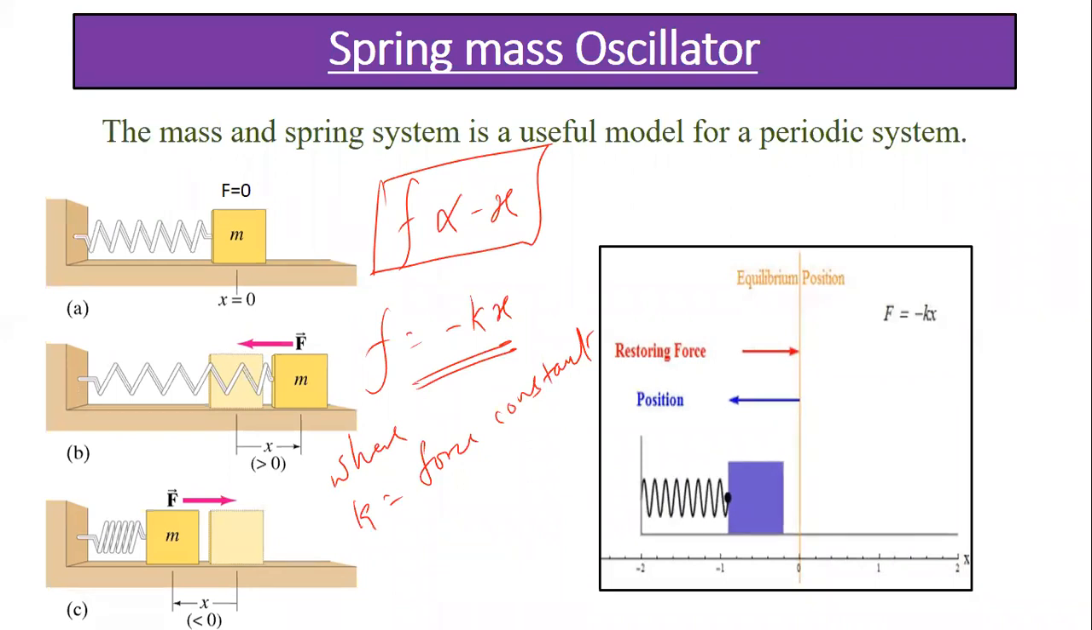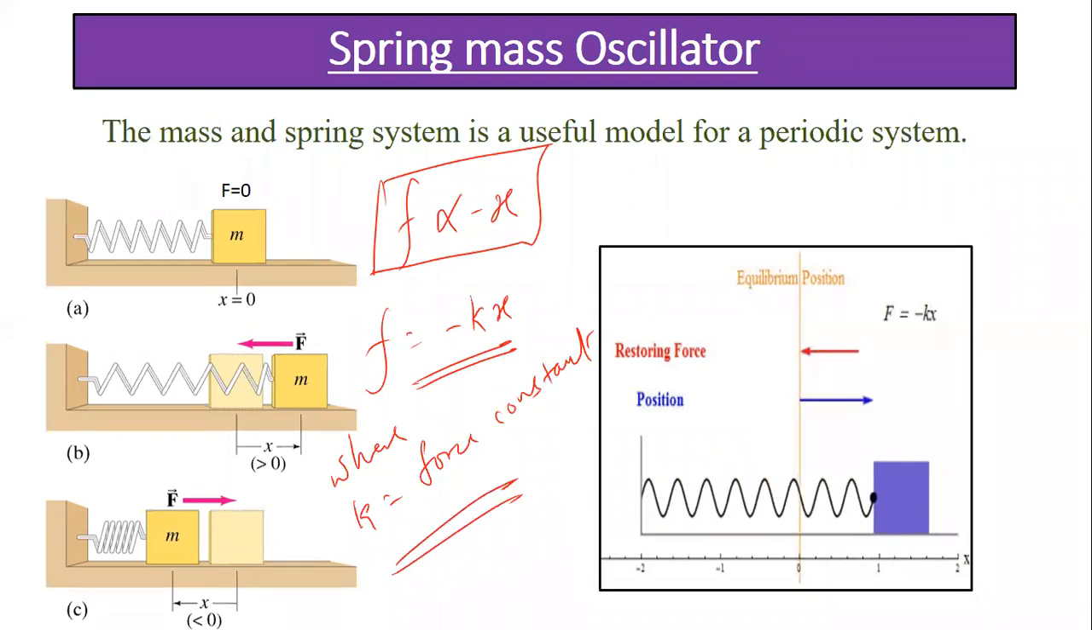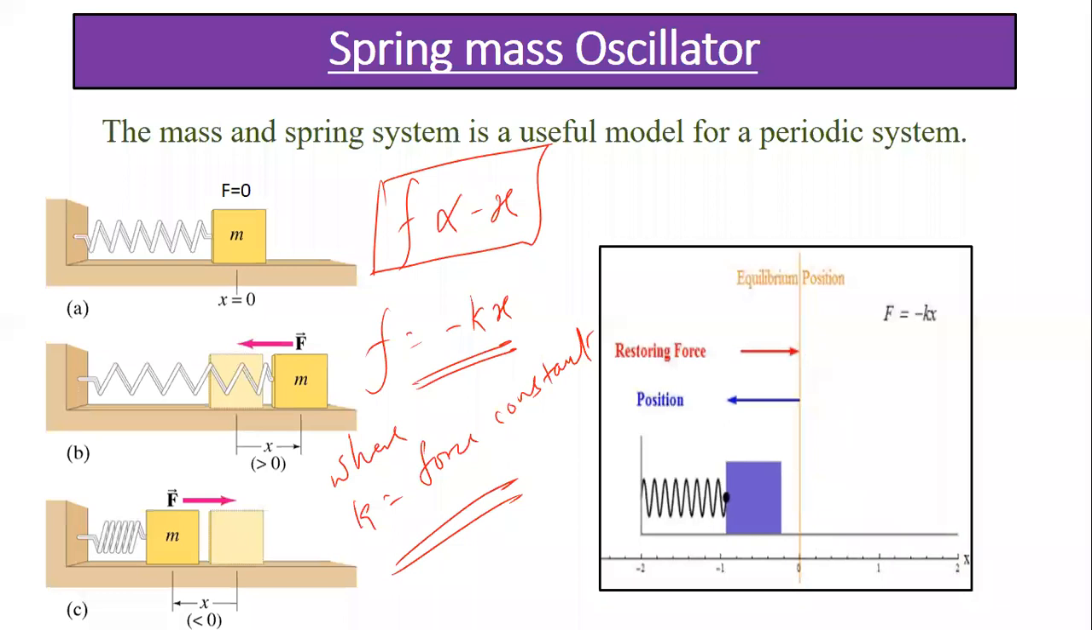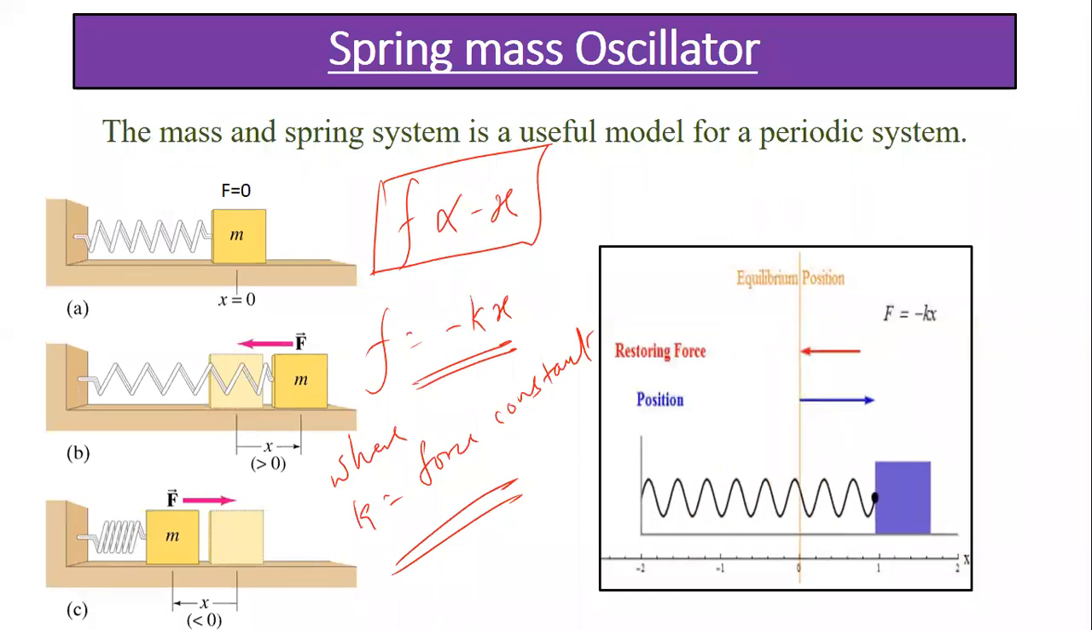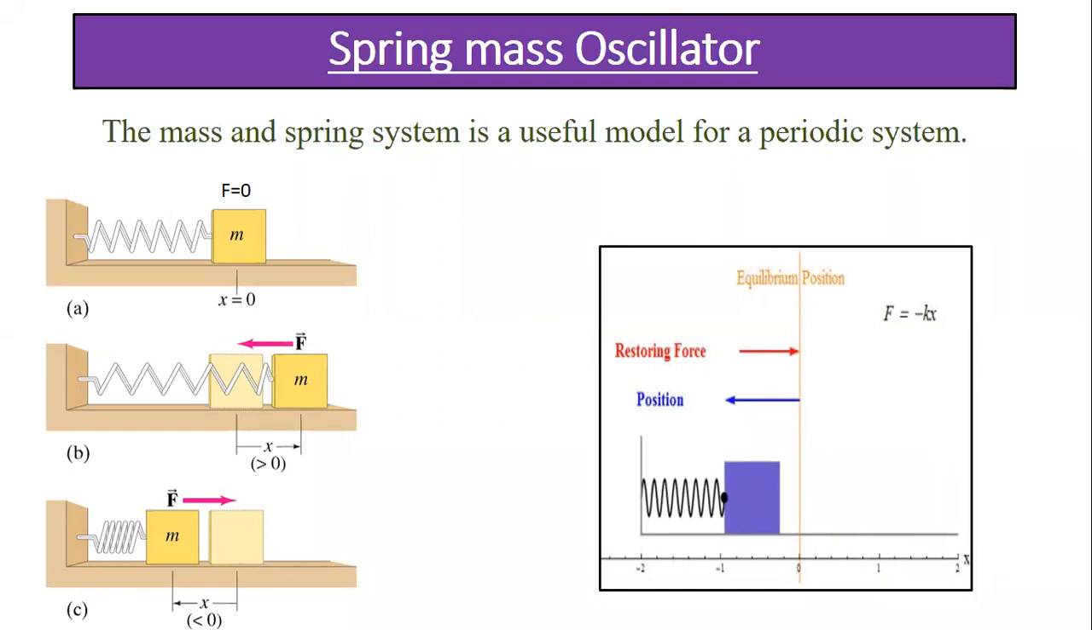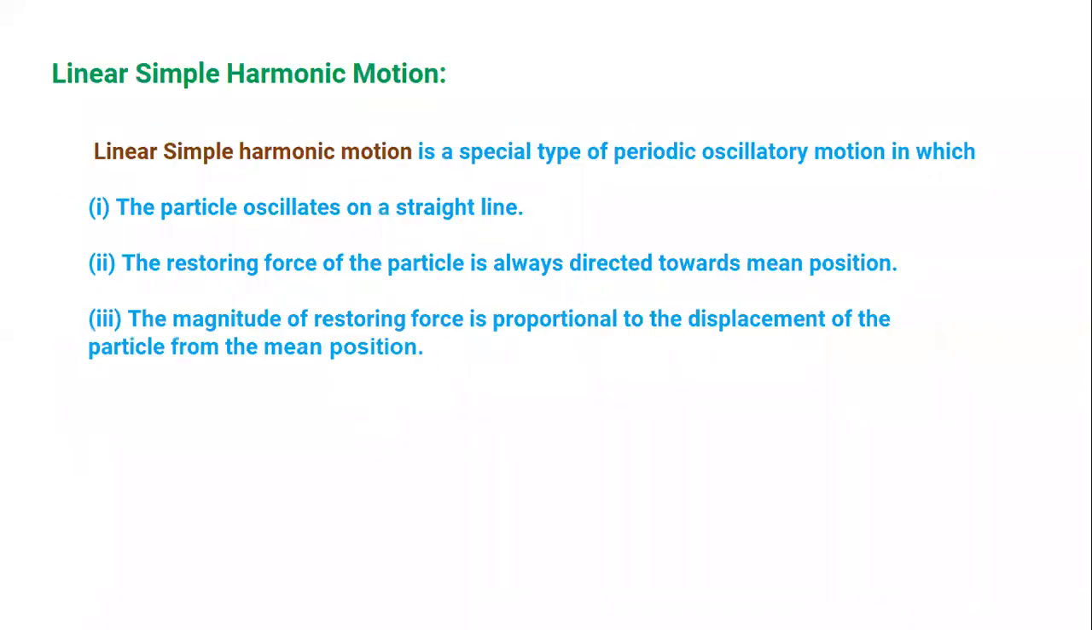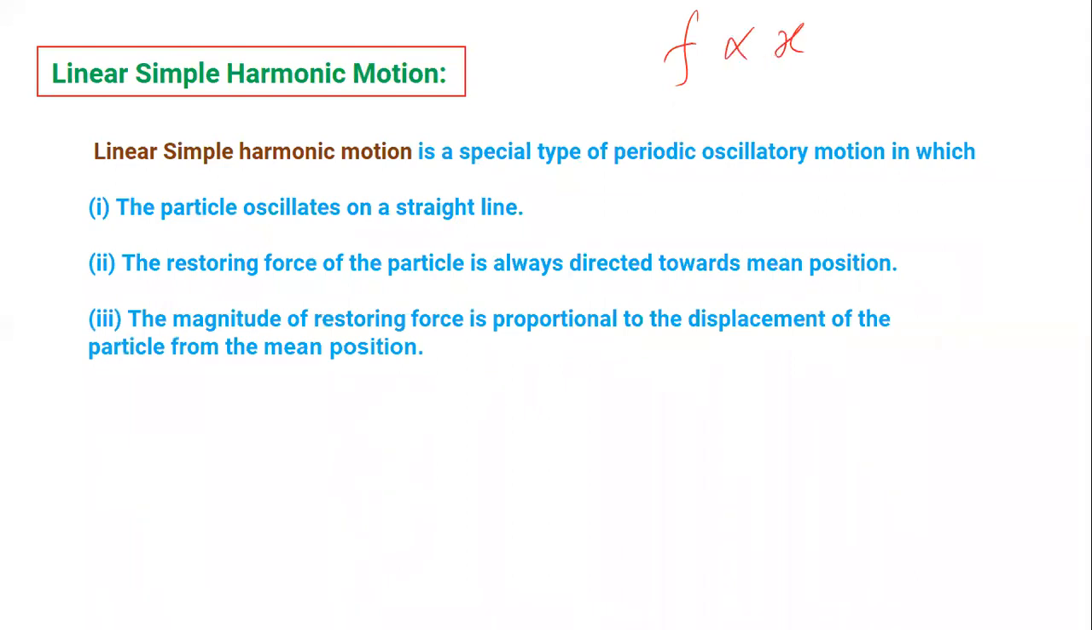Now this type of motion is called linear simple harmonic motion. Let me define it. What is linear simple harmonic motion? Linear simple harmonic motion means the motion where F and x are proportional and they are in opposite directions also. That motion is called linear simple harmonic motion. Simple harmonic motion is abbreviated as SHM.